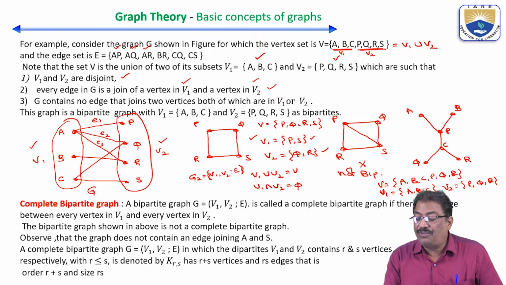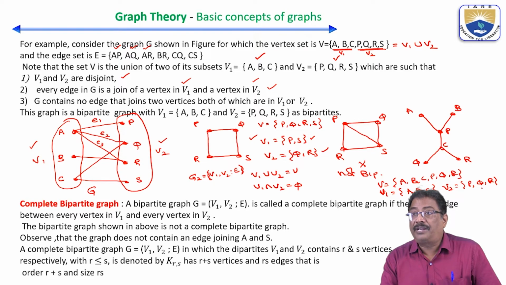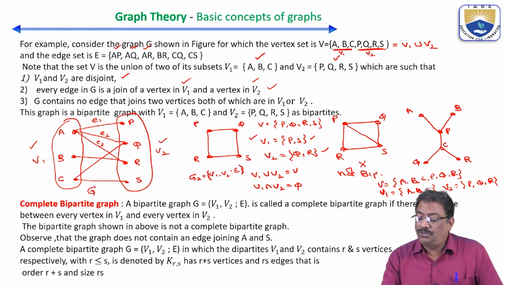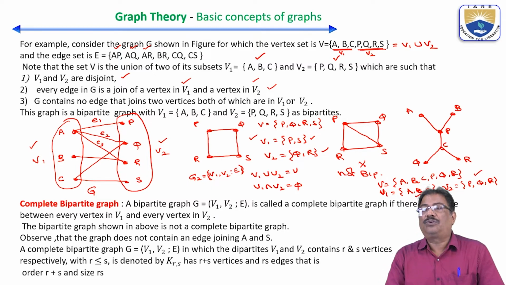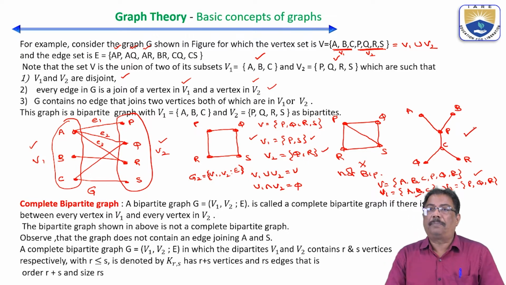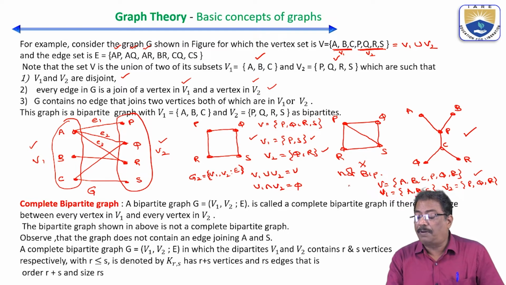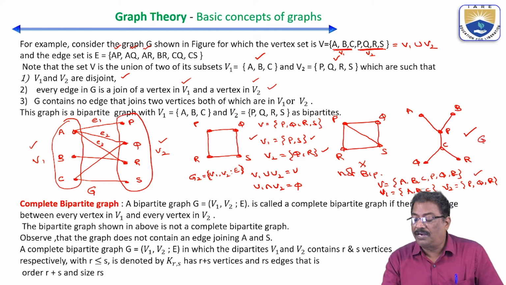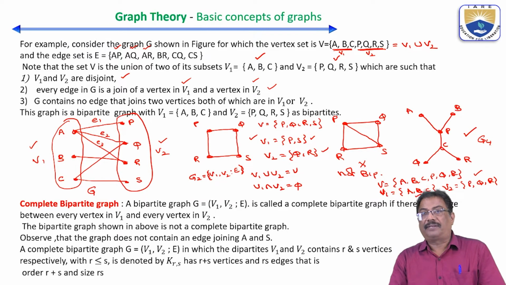the same time there is no edge from A to B or A to C or B to C, and P to Q and Q to R and R to S. So in any vertices if I am taking from V1 and V2, there is no edge. So we can say that this is also a bipartite graph. So here we are just giving some of the graphs. G2 is bipartite, G3 is not bipartite, whereas G4 is a bipartite graph.